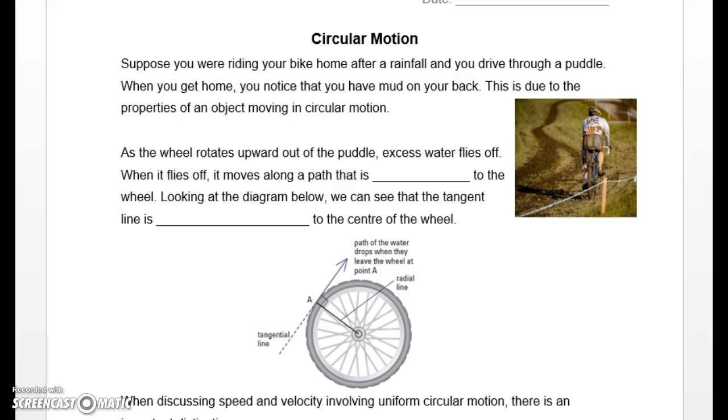In today's lesson, we're going to be looking at circular motion. So suppose you were riding your bike home after a rainfall and you drove through a puddle. When you get home, you notice that you have a bunch of mud on your back. So this is due to the properties of an object moving in circular motion. As the wheel is rotating upward out of the puddle, excess water is flying off. And when it flies off, it's actually moving in a path that is tangent to the wheel.